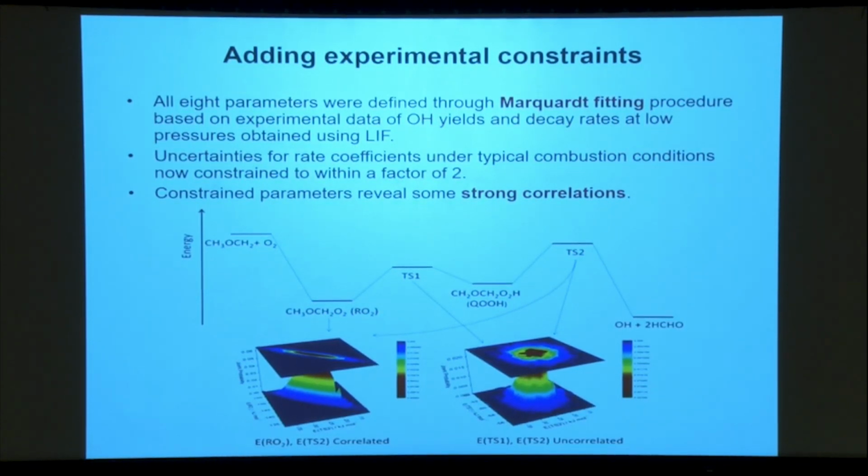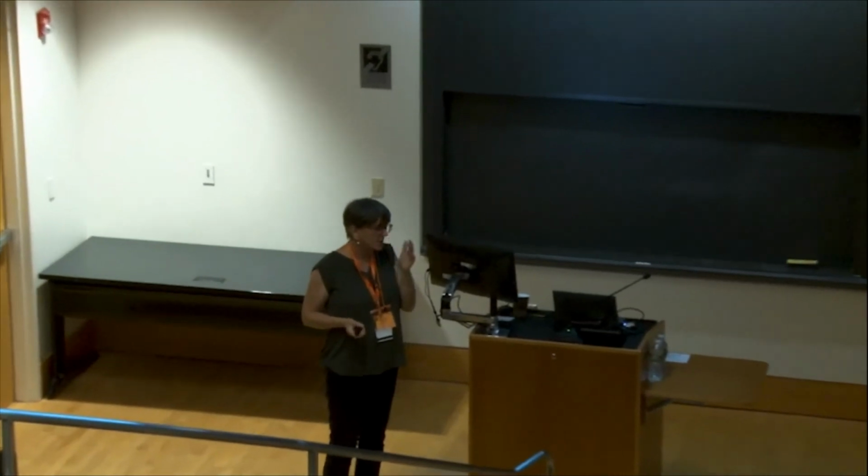And actually, I'll hold my hand up and confess that our constrained values were outside of the range of uncertainties that we estimated as inputs. We couldn't actually model the experimental data with the input uncertainties that we first picked. We had to make the uncertainties wider. So the uncertainties from the CBS-QB3 method were bigger than we thought, actually.